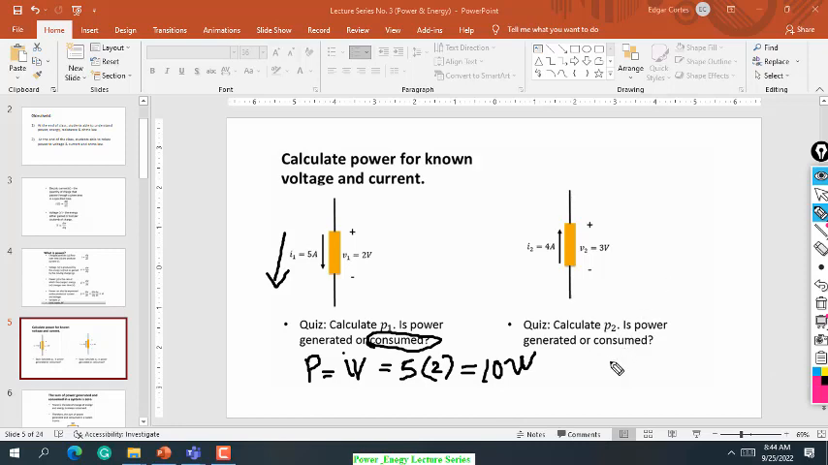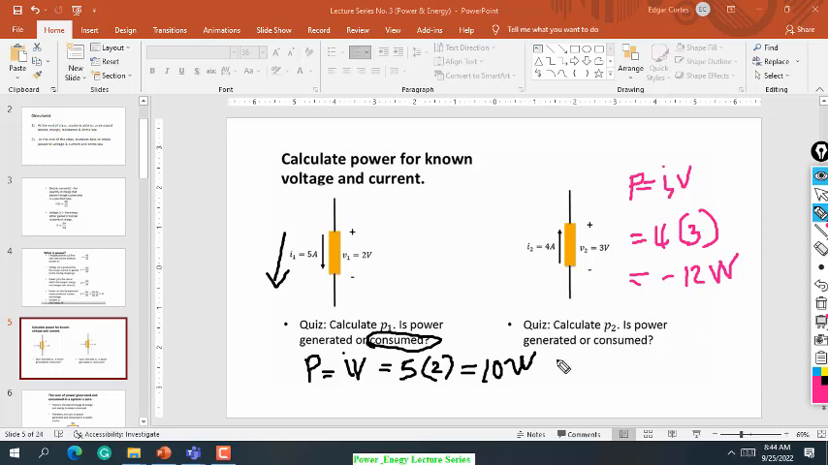In the second example, calculate P2, and identify if the power is generated or consumed. Power again is IV. What is I? That is 4 amperes, times 3 volts. What is the answer? That is 12. Since the convention is from negative to positive, we denote this as negative 12 watts.